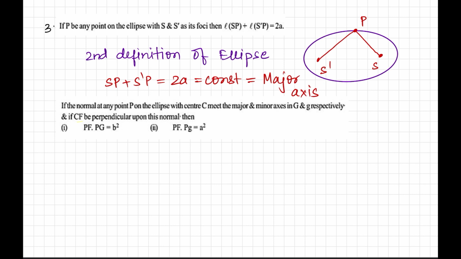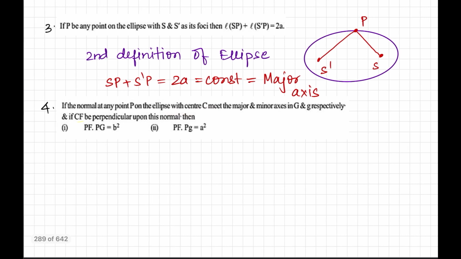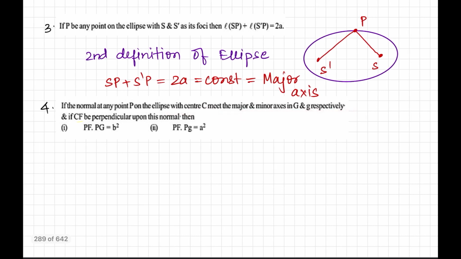Now moving on to the next property, property number 4. In this property it says if the normal at any point P on the ellipse with center C meets the major and minor axis in capital G and small g respectively, and if CF be the perpendicular upon this normal, then PF into PG is b square and PF into Pg is equal to a square. तो let us say हम इसको डायग्राम से समझ लेते हैं.